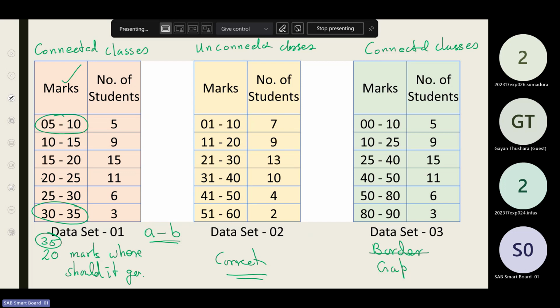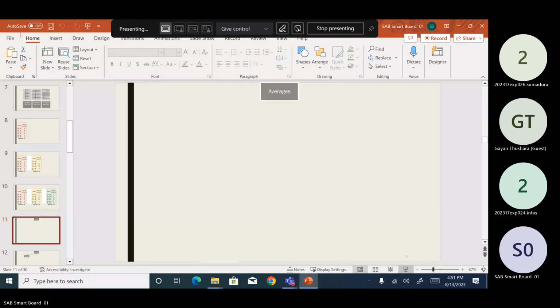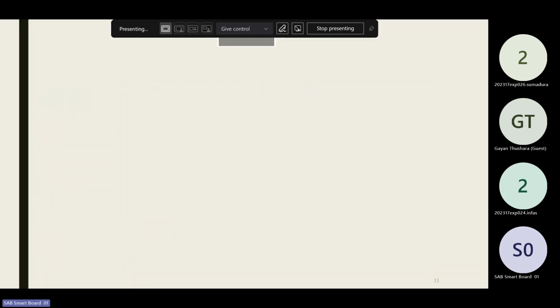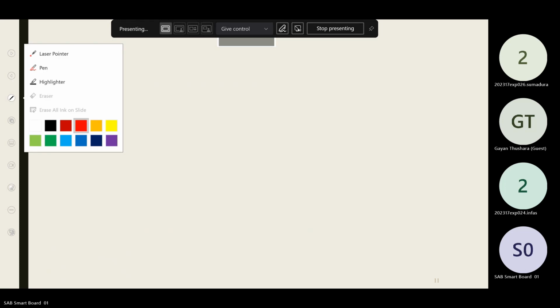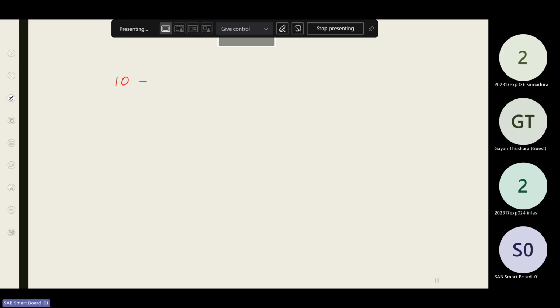Now, suppose you have developed a class like 10 to 20, 20 to 30, 30 to 40, you have developed nicely with all the class widths to be the same.